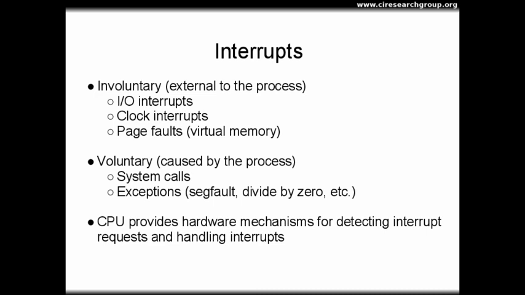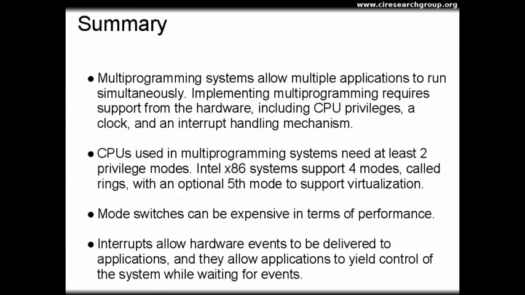So in summary, multiprogramming systems allow multiple applications to run simultaneously. Implementing multiprogramming requires support from the hardware. In particular, we need CPU privileges, we need a clock, and we need some kind of interrupt handling mechanism. The CPUs used in multiprogramming systems need to have at least two privilege modes. Intel x86 systems support four or five modes depending on the processor. Mode switches can be expensive in terms of performance, so we don't want to do them more than necessary. And interrupts enable hardware events to be delivered to applications, and they allow applications to yield control of the system while waiting for events or waiting for services.